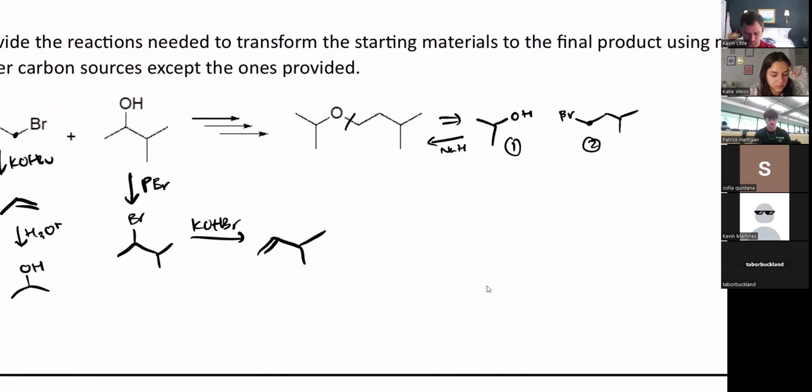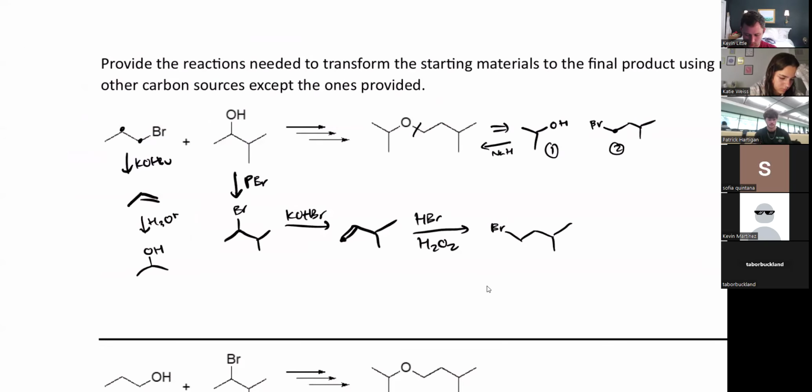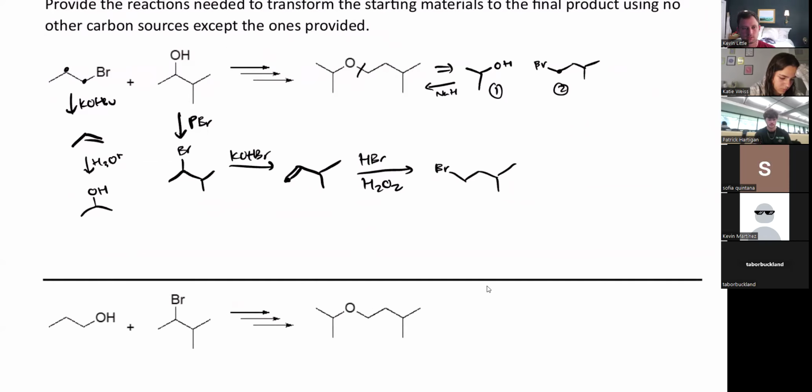So this gives me a double bond that's touching the carbon I want that bromine to be on. So now I can do HBr, H2O2 to put this bromine here. All right, so I think a lot of this is not too bad.